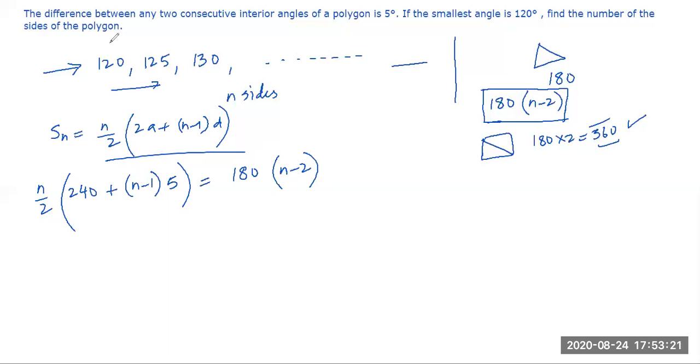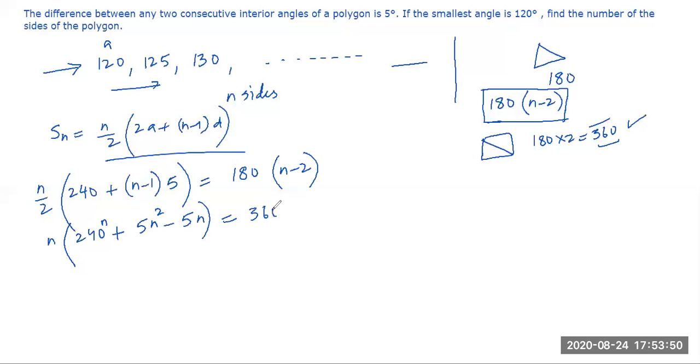See, n by 2 into 2a. Here a is 120, so 2a is 240, plus n minus 1 into d. d is 5 degrees. So you do n into 240, plus 5n, I'm sorry, this is 240n. 5n becomes 5n squared, minus 5n, is equal to 2 into 180, which is 360.